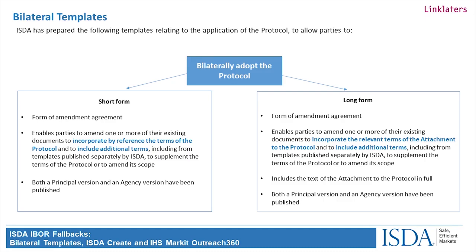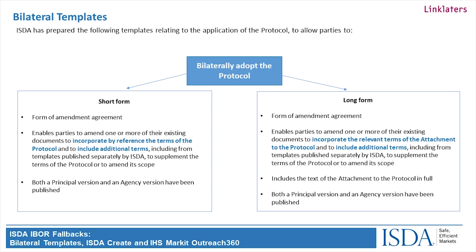The long form actually contains the entire text of the amendment provisions, which are in the attachment to the protocol. So in this long form of the amendment agreement, counterparties could, if they chose to, modify the terms of those amendments as they agree to them bilaterally. They could also add additional supplemental terms based on the template language that we're going to talk about, or other supplemental provisions that they want to add to this bilateral agreement. So the long form is much longer, and in some cases will include provisions that are not applicable, but it does allow for more flexibility.